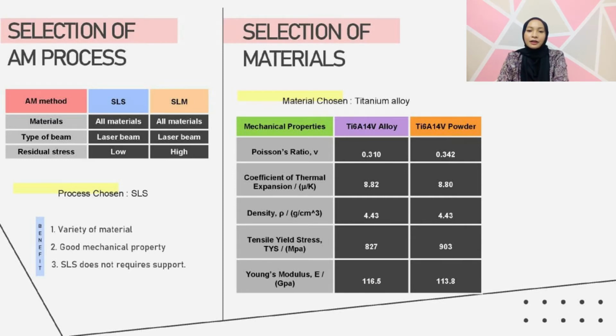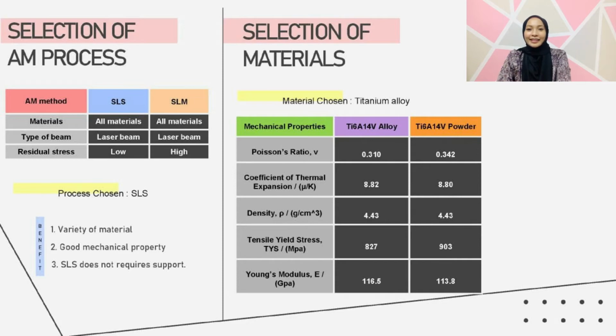Another benefit is that SLS parts have good isotropic mechanical properties, which makes them ideal for functional parts and prototypes. Another benefit is that designs with complex geometry can be easily produced using this technique because SLS does not require support.